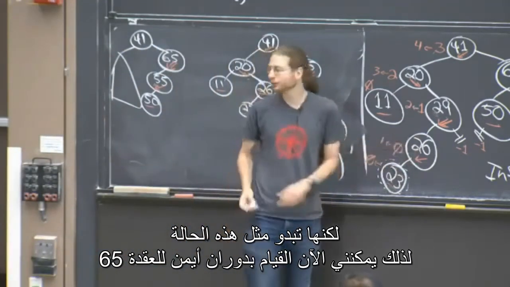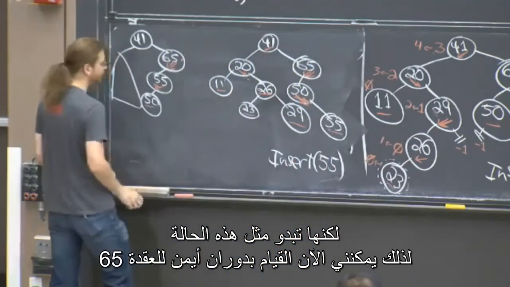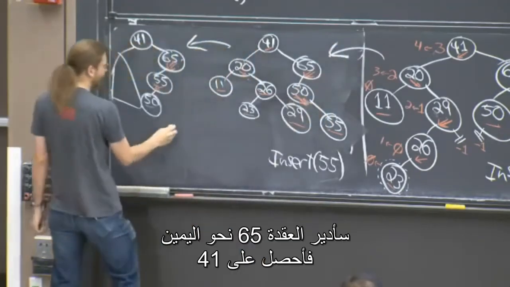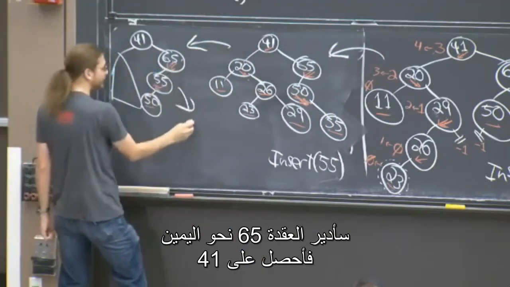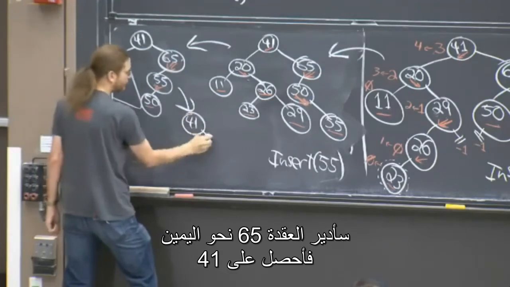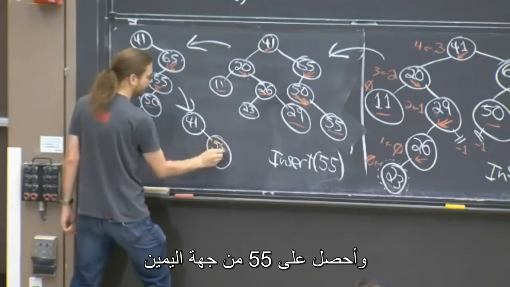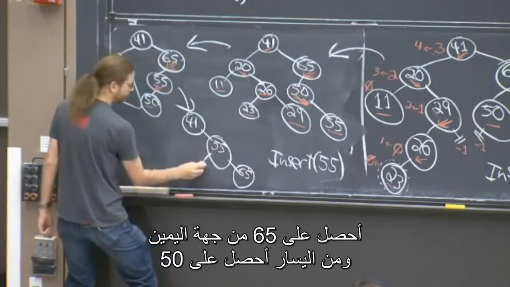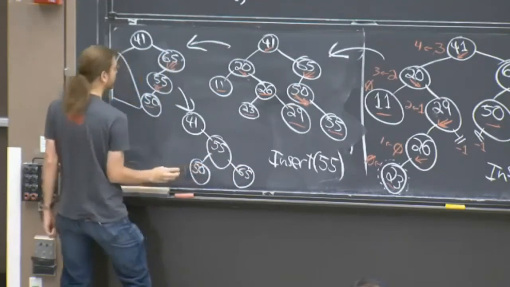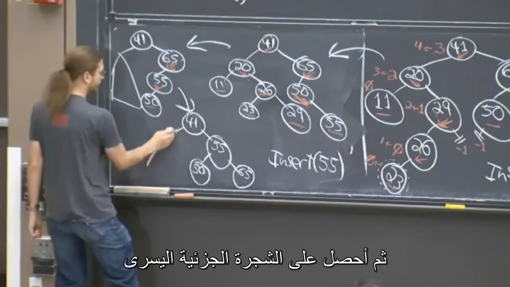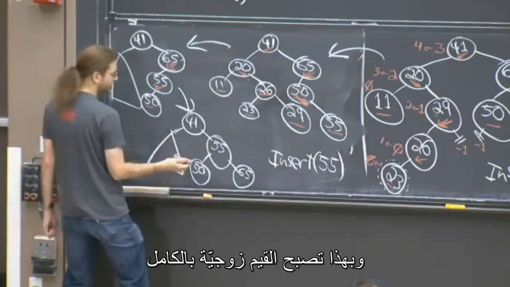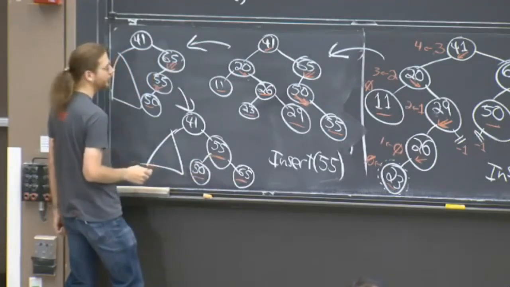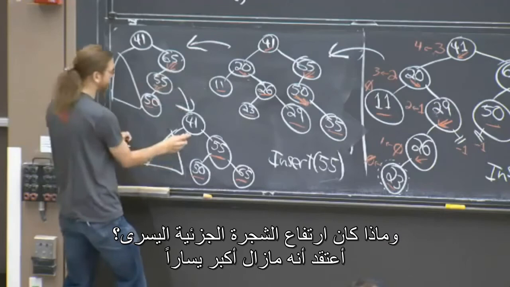And so now I can do a right rotation on 65, and I will get, so let me order the diagrams here. I do a right rotate on 65, and I will get 41. And to the right, I get 55. And to the right, I get 65. To the left, I get 50. And then I get the left subtree. And so now this is even, even, even. Wow. And how high was the left subtree? I think it's still left heavy.